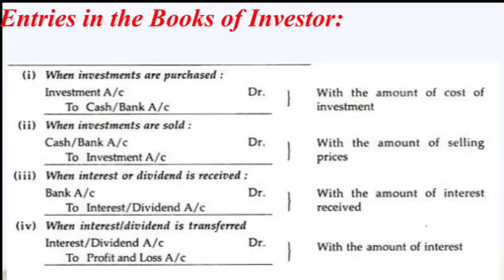Third journal entry, when interest or dividend is received: bank account debtor to interest or dividend account with the amount of interest received. Fourth journal entry, when interest or dividend is transferred to profit and loss account: interest or dividend account debtor to profit and loss account with the amount of interest.